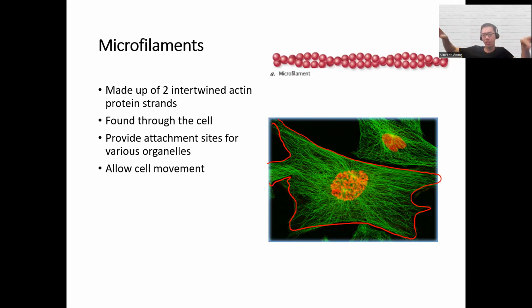They provide this scaffold, almost like a net, that allows the organelles to attach to it. We don't want the nucleus to be sloshing back and forth inside the cell. We want it to be somewhat anchored within the cell. And same thing with all the other organelles, the endoplasmic reticulum, the Golgi body, all that stuff should have a place to attach onto. That's what the microfilaments are there for. They provide attachment sites for various organelles. Also, it allows for cell movements.